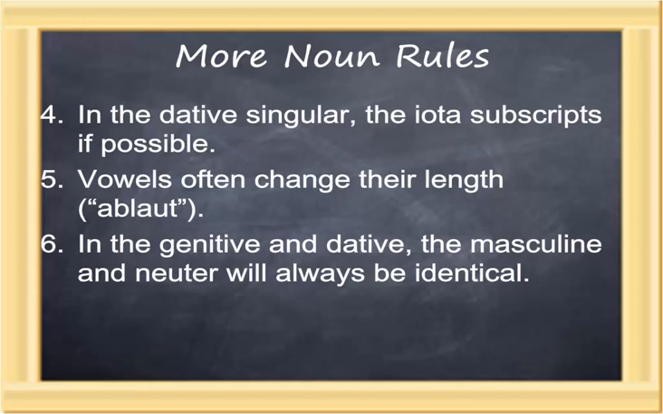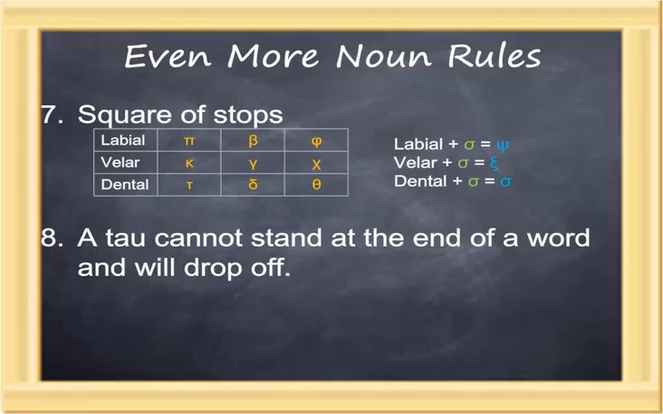Vowels often change their length. They ablaut. We've seen that, for example, with heis, mia, hen, where the epsilon lengthened. In the genitive and dative, the masculine and neuter will always be identical. That holds true in the third declension as well, as we saw in the charts. The two new noun rules we added in this lesson are the square of stops, where a labial plus sigma becomes psi, a velar plus sigma becomes xi, and a dental plus a sigma just becomes a dental. And then rule number 8, a tau cannot stand at the end of a word and will drop off. And we've had some dropping taus today as well.